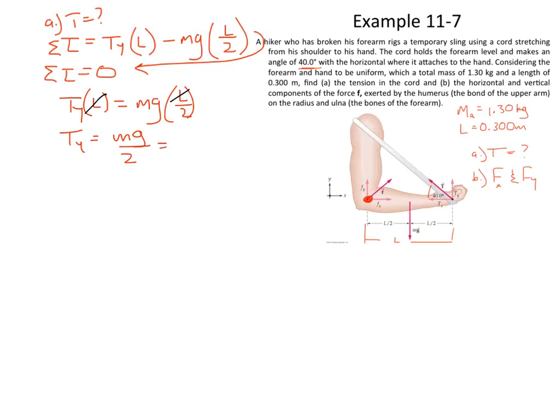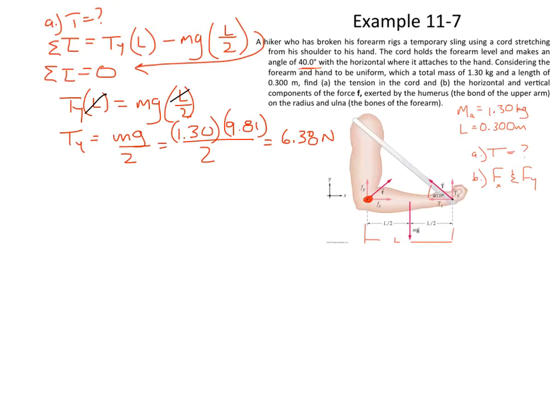What is our mg? Well, our mass is 1.30 kilograms, times our 9.81, divided by 2. That's going to get our tension, you might say our y component of tension. 1.30 times 9.81 divided by 2 is 6.38 newtons. Well, that's helpful, although it's not our final answer.